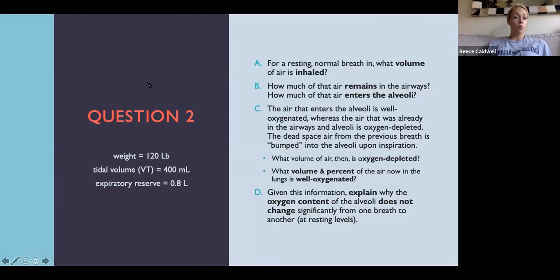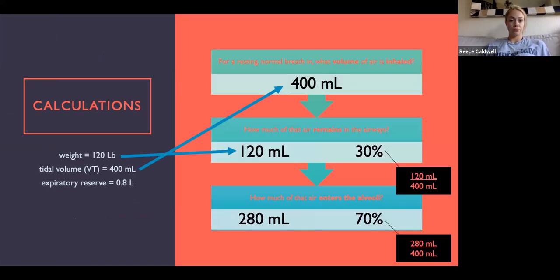So let's actually work on solving one of these questions with that knowledge. We are asked for a normal resting breath in, what volume of air is inhaled? And here is what we are given. We know that normal breathing is the same thing as tidal volume. Therefore, we can match those up and we get 400 milliliters. So if you're ever asked for a normal breath, what is the volume of air inhaled or exhaled? That will be your tidal volume.